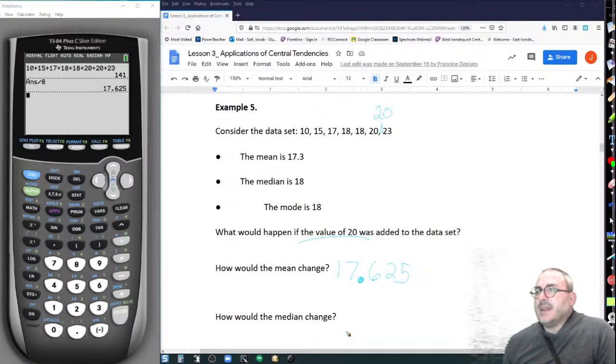All right, how would the median change? So let's see. The mean went up a little bit, right? And that makes sense because the number we added was above the mean. The median wasn't 18. Now I'm going to get rid of the highest and the lowest, right?